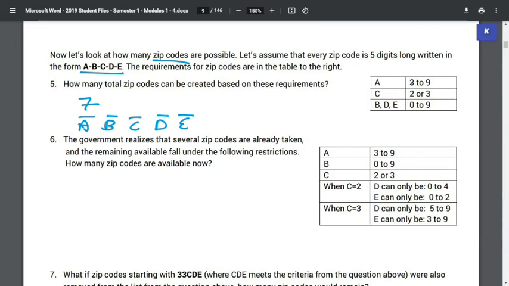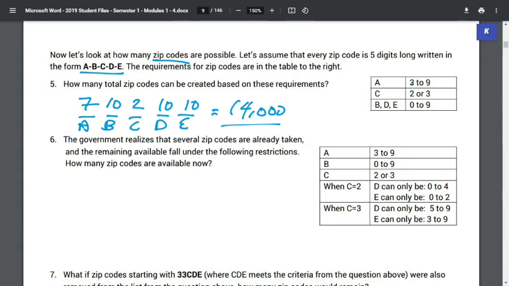If I look at B, D, and E, they could be from 0 to 9. So if I count that, that's going to be 10 for each of those. And the last one is C, it could be either 2 or 3. So that's going to be 2 numbers. Multiply across, so I got 1,400 combinations that could be made here.